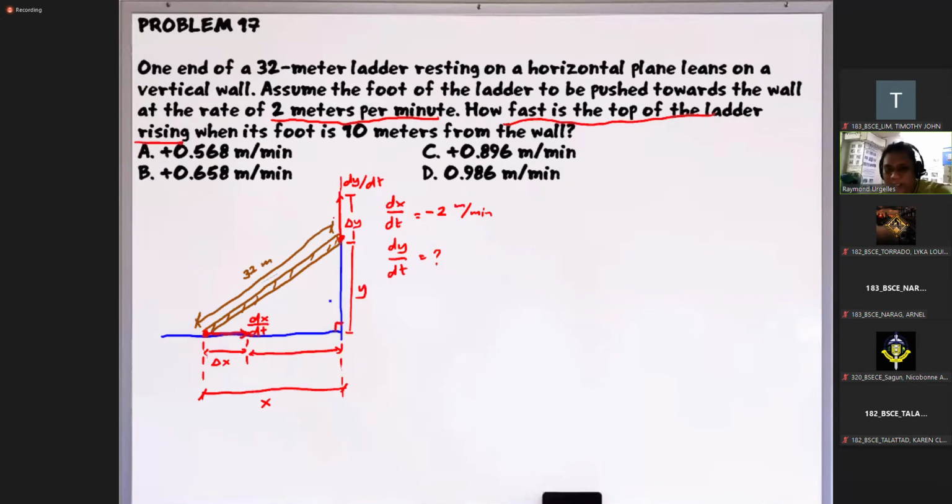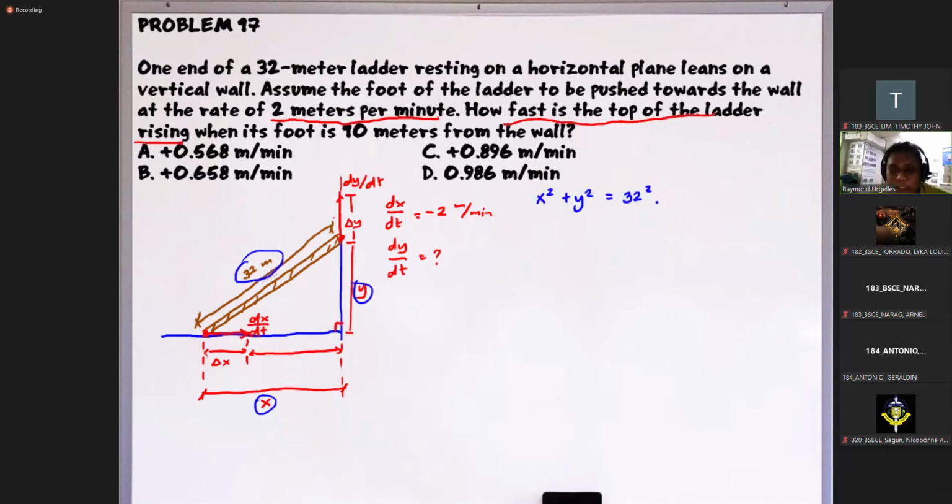So we need to relate x and y, based on the fact that we always form a right triangle. The legs are always x and y, which are what change in our equation, but the hypotenuse is always 32 meters. So by the Pythagorean theorem, x squared plus y squared is equal to 32 meters squared.